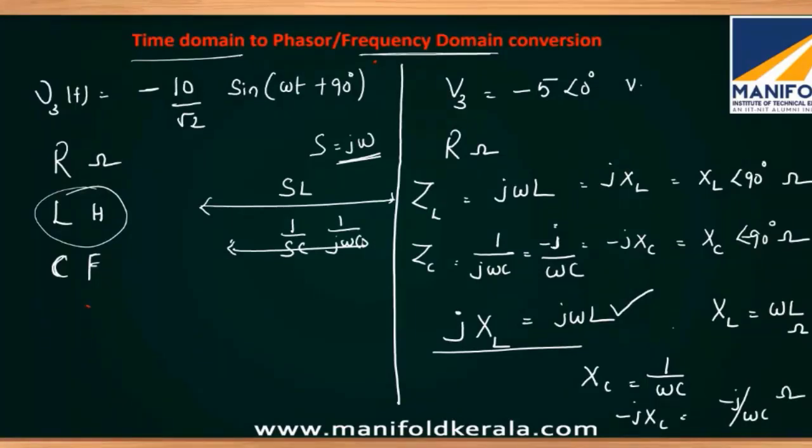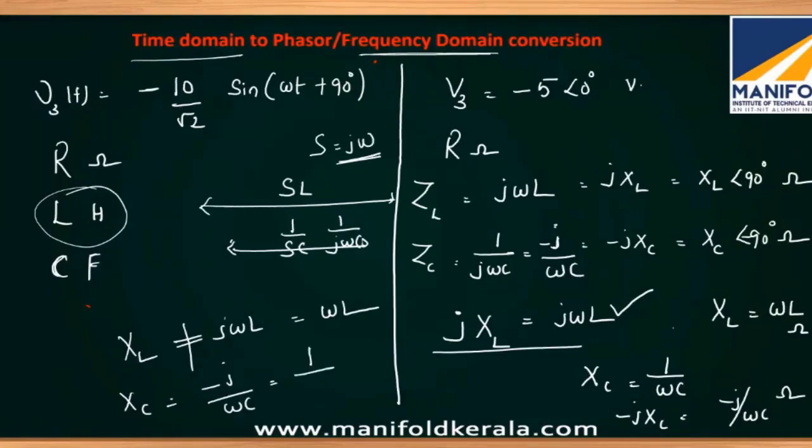Don't ever write XL equal to j omega L. It is a mistake. XL is not equal to j omega L, but it is equal to omega L. Similarly, XC is not equal to minus j by omega C. It is equal to 1 by omega C. These are a few things which you have to fundamentally know when you are entering into any electrical subject.